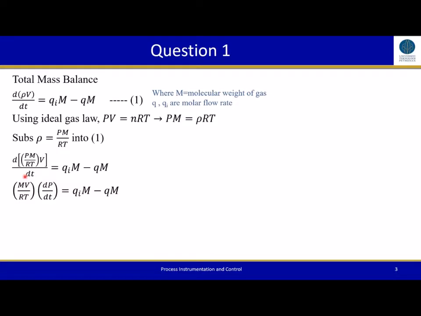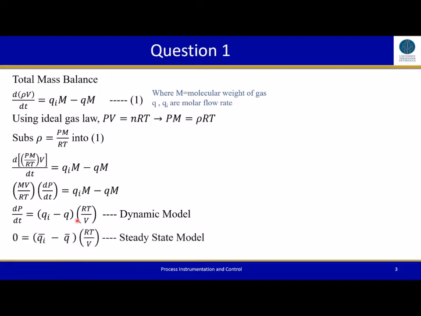We can cancel out M on the left hand side and M on the right hand side of the equation. From that we get our dynamic model, where dP/dt = (Qi minus Q) times RT/V. For the steady state model, the differential term is 0, so 0 = (Qi bar minus Q bar) times RT/V, where Qi bar and Q bar are the molar flow rates in steady state.